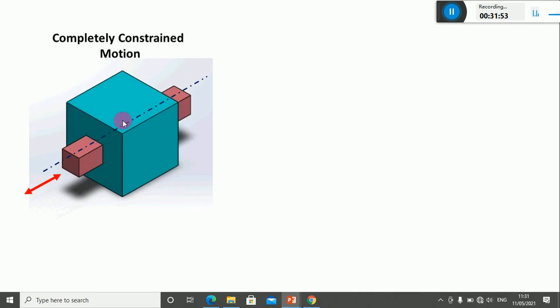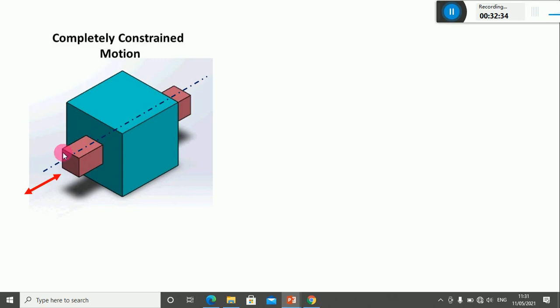What is completely constrained? Just consider a cube which is having a square hole, and in that square hole there is a square shaft. The shaft, which is having a square cross section, is going to slide. And as I said in the first class, it forms a sliding pair. The cube is one link and this shaft is one more link. You can see that the shaft can only slide with respect to this cube. It cannot rotate because the cross section is in the form of a square. It can have only a sliding motion.